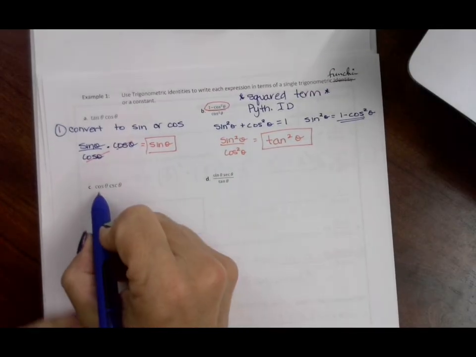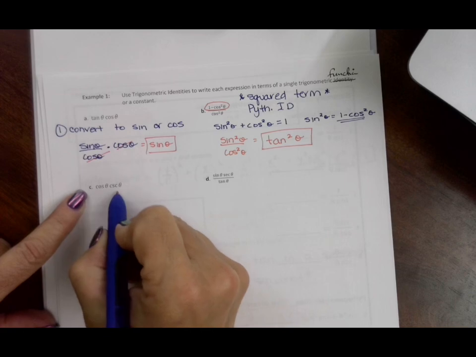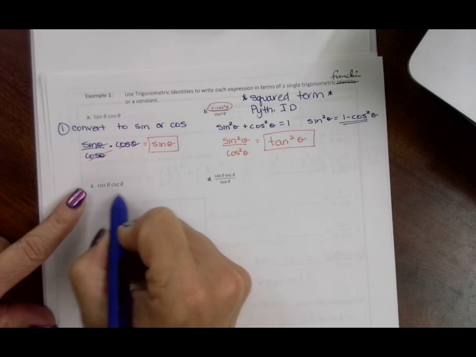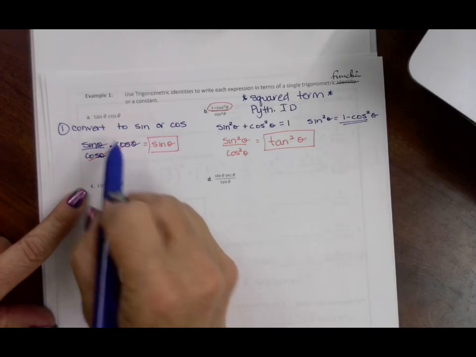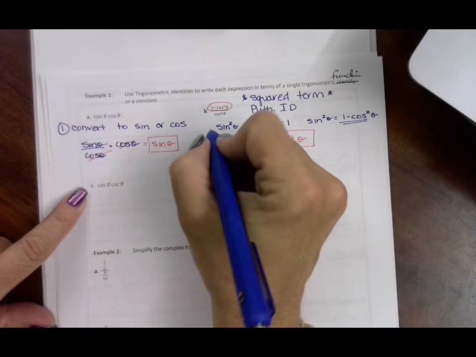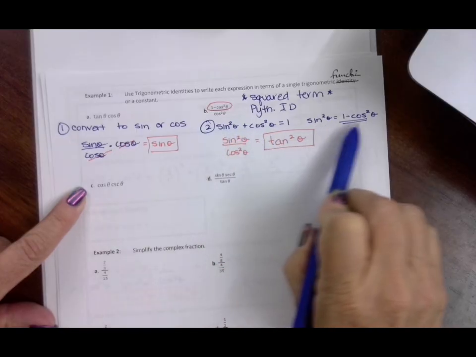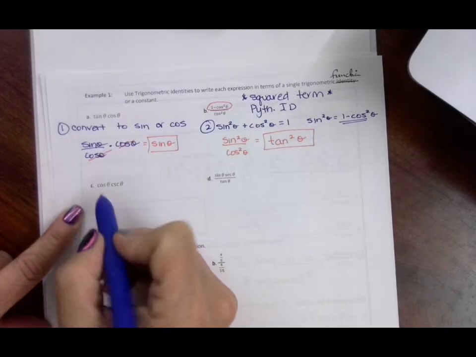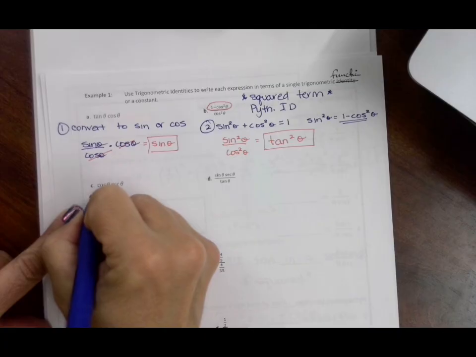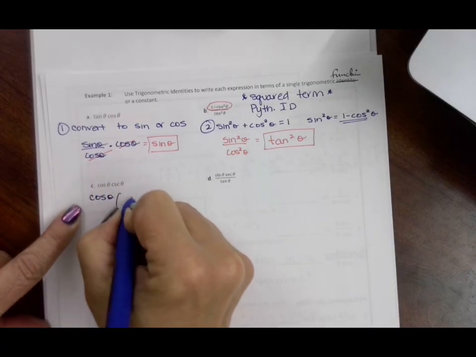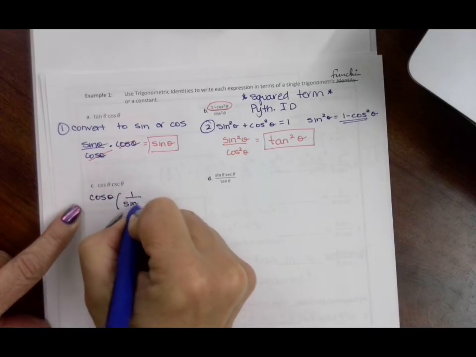All right, let's look at this one. So here I have cosine and cosecant. Well, I don't have anything squared. So if I don't have anything squared, then I want to go straight into converting to sine or cosine. Actually, let me do this. This is going to be the second strategy. When you see something squared, you might have to manipulate it. All right, so nothing squared. So what I end up with here is cosine theta times 1 over sine theta.